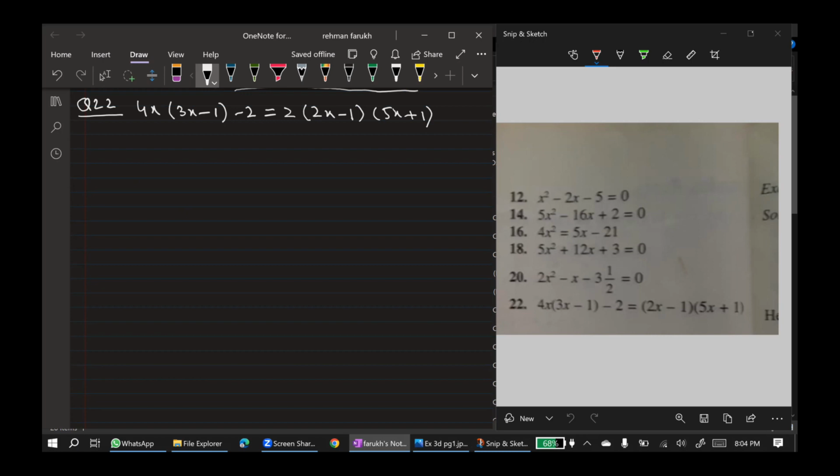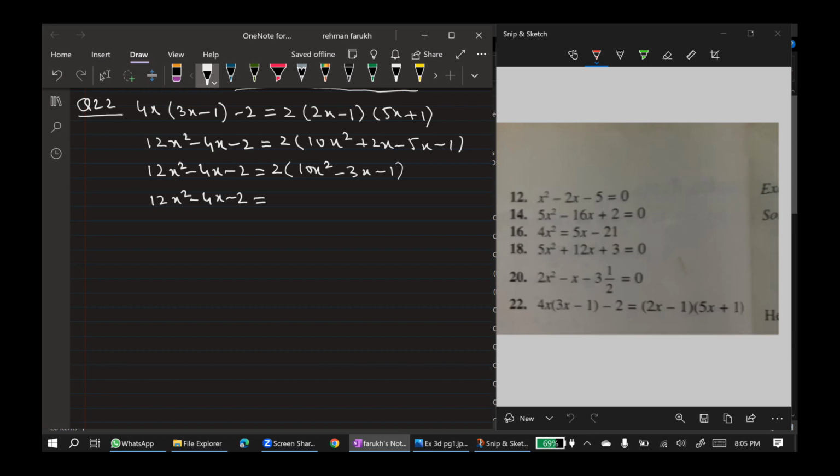First of all, I will multiply the expressions. I will expand the expressions to convert this equation into the standard quadratic equation, that is ax square plus bx plus c. 12x square minus 4x minus 2 is equal to 2 times 10x square plus 2x minus 5x minus 1. 12x square minus 4x minus 2 is equal to 2 times 10x square minus 3x minus 1. 12x square minus 4x minus 2 is equal to 20x square minus 6x minus 2.